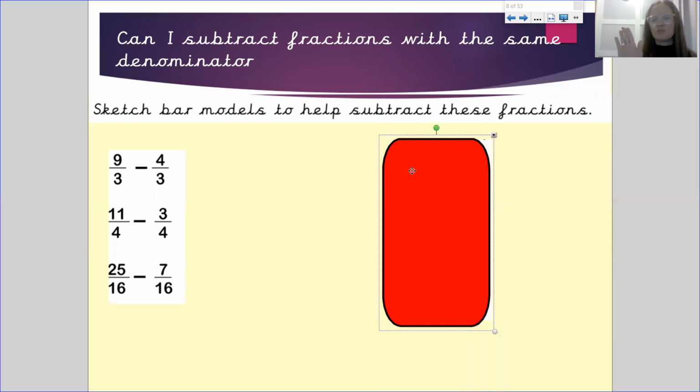So I'm going to give you a minute to pause and draw these bar models, and then I will talk you through the answers.